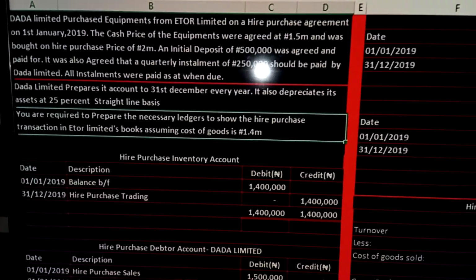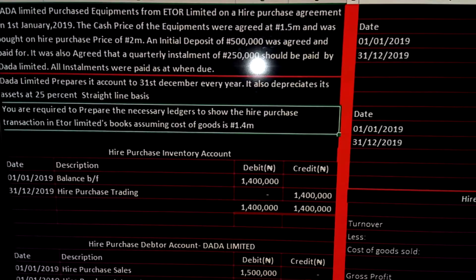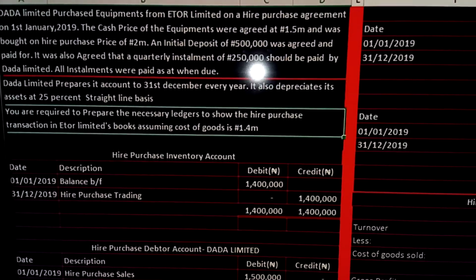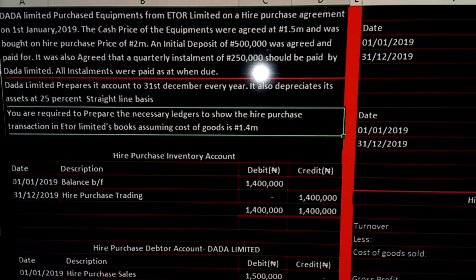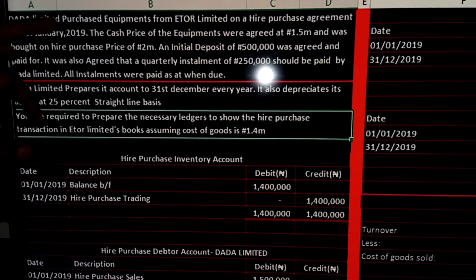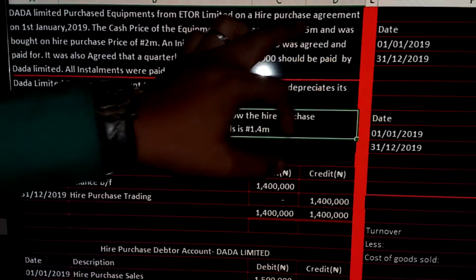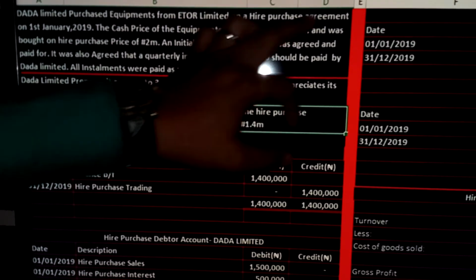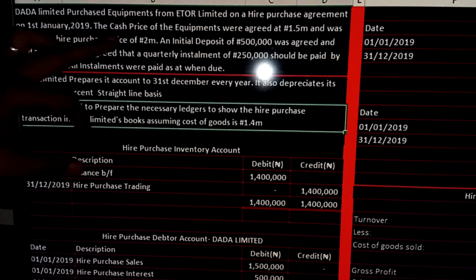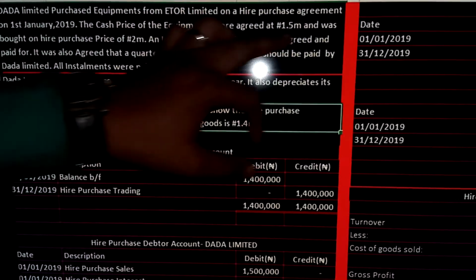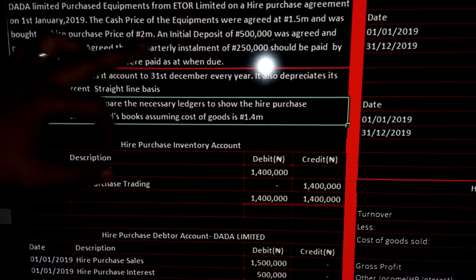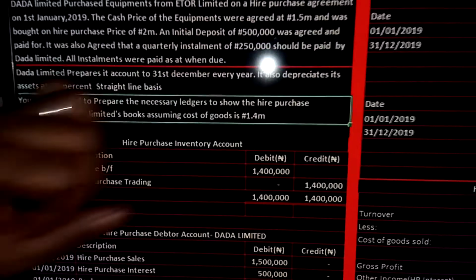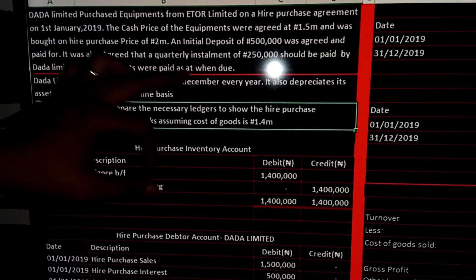Okay, so this is the same question, but now we're looking at it from the seller's perspective. So we still have Dada Limited purchase document from Untitled Limited on hire purchase agreement in February. The cash price of the document was agreed to be 1.5 million and then was bought on hire purchase price of 2 million. An initial deposit of 500,000 was agreed and paid. It was also agreed that the quarterly installment of 250,000 naira should be paid by Dada Limited. All installments were paid as and when due.